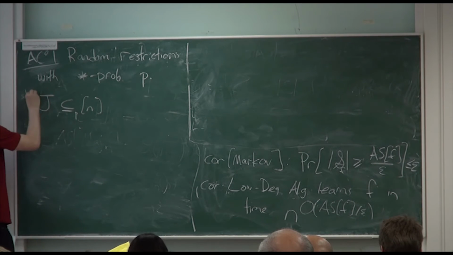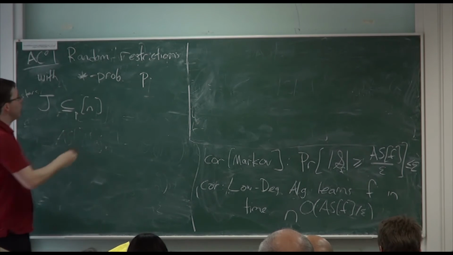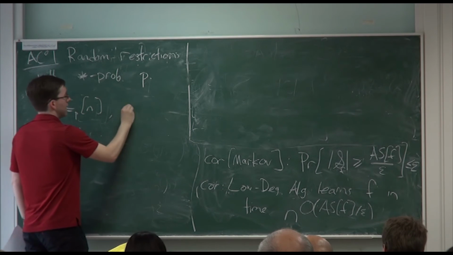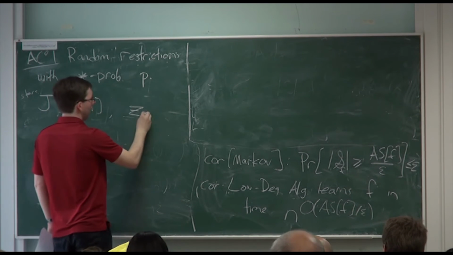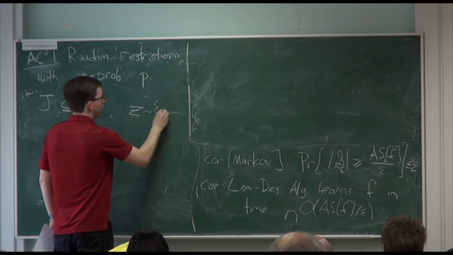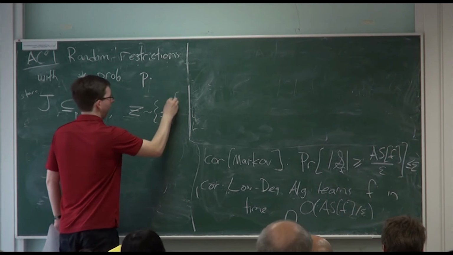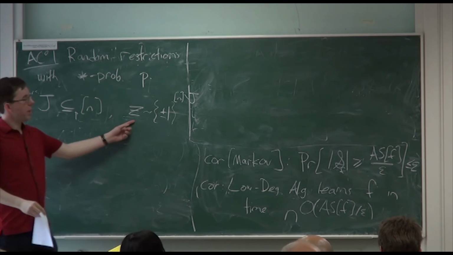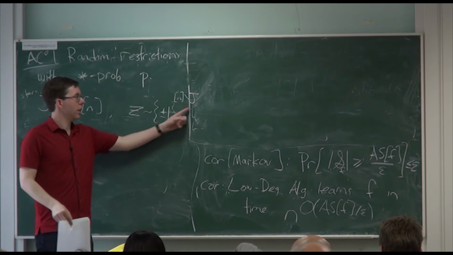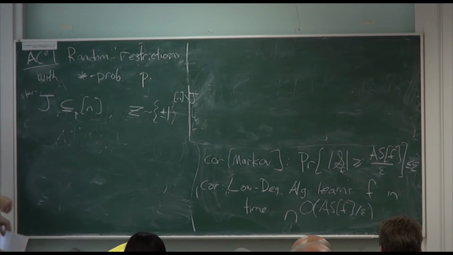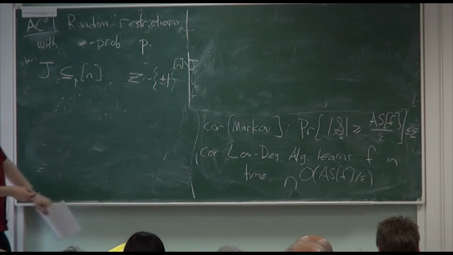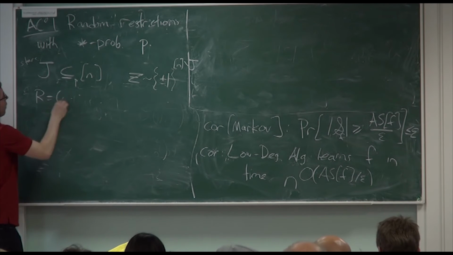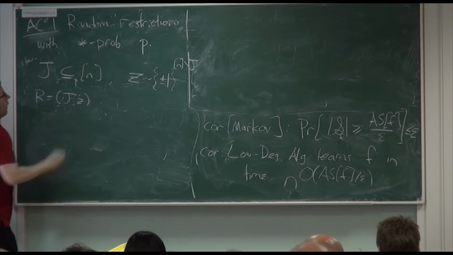This is the stars. And then you also pick, let's say, Z uniformly at random from plus or minus 1 to the N minus J. So these are the plus or minus 1s, or Ben called them 0 and 1s, that you plug into the non-star coordinates. And these two together, you would say R is sort of the combination of J and Z.